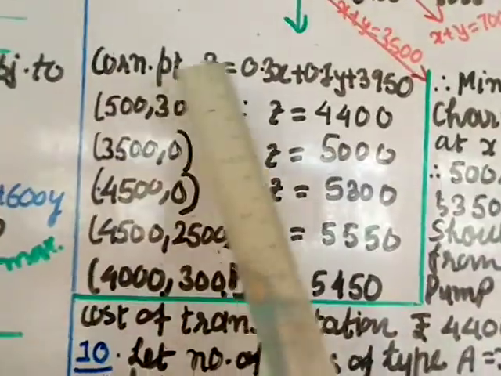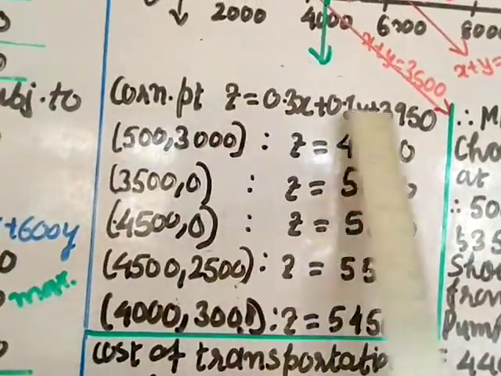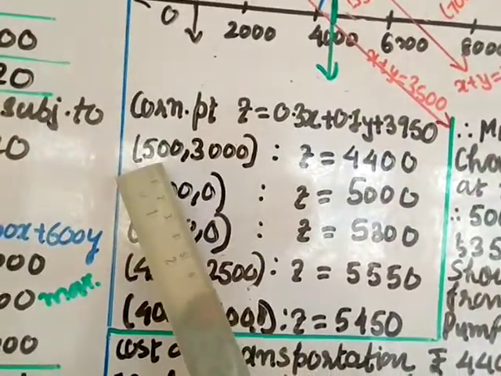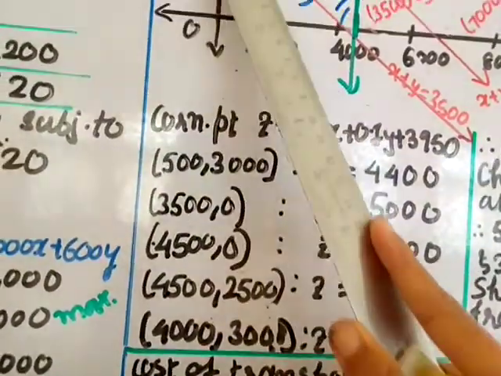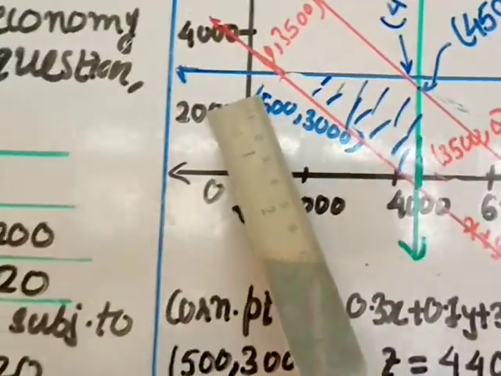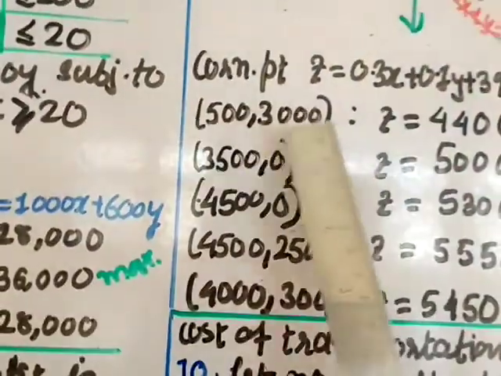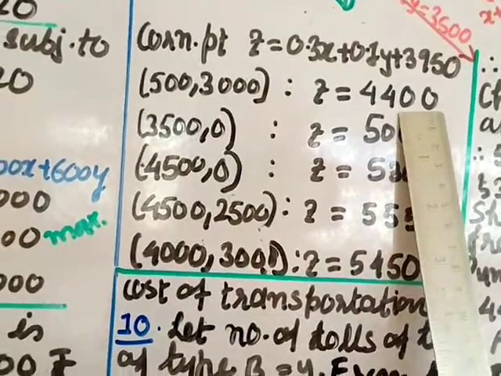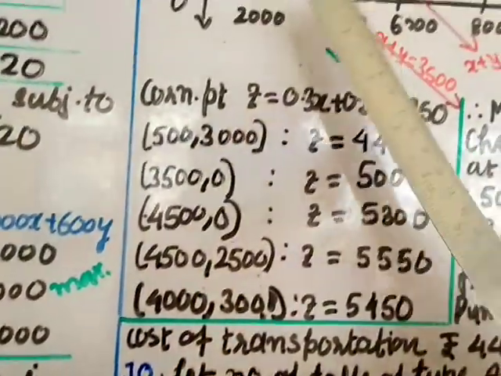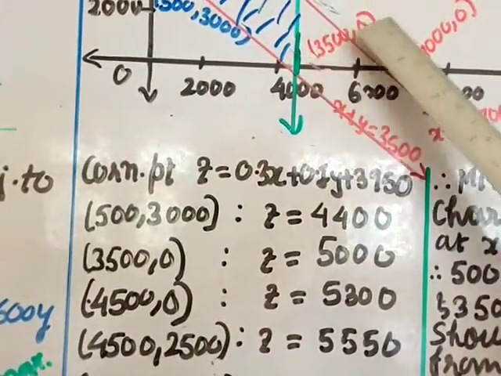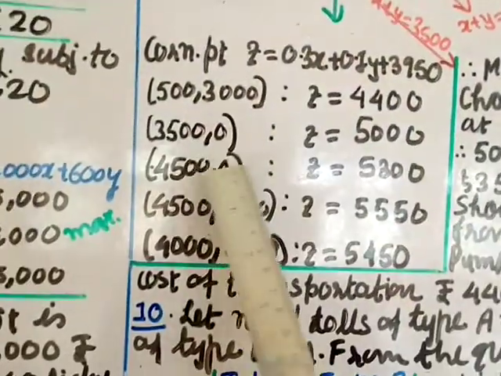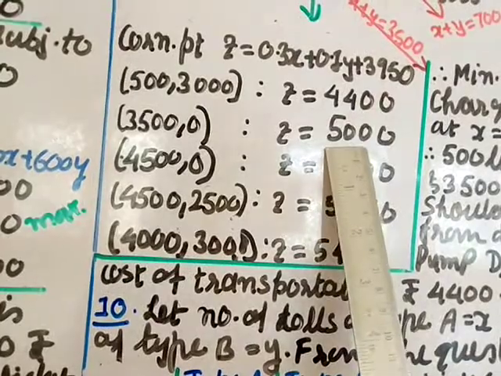I have written the corner points here, and this Z you have to minimize. First I have taken 500 and 3000, that is this point. When you put the values here, you get the Z value as 4400. Then 3500 and 0, that is this point, on this side. When you put that point, you get the value 5000.